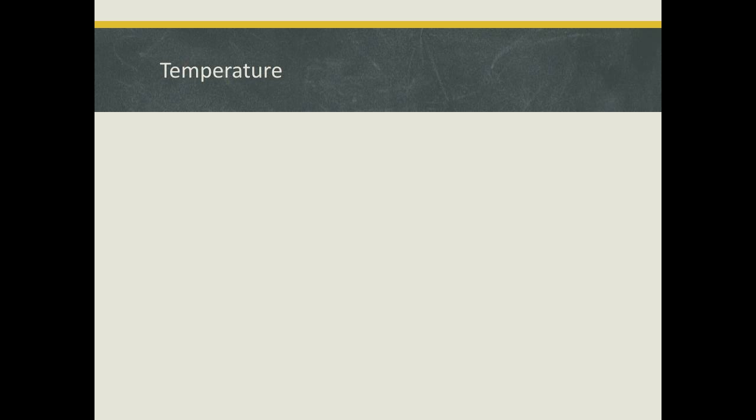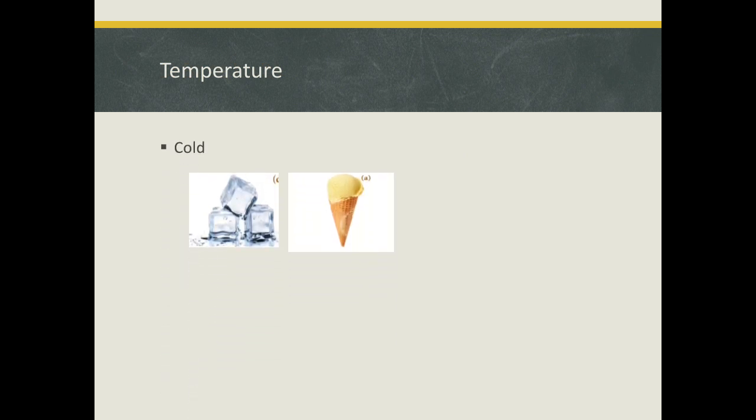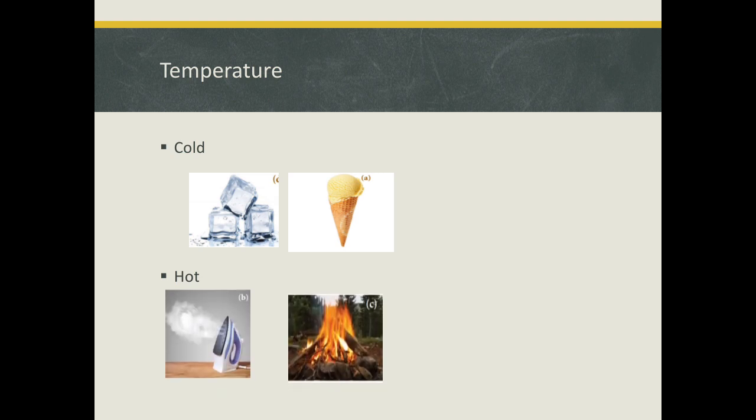So in our day-to-day life we come across some cold items like ice cubes and ice creams, and some hot items like an iron box and fire. Among the first two, the ice cream and the ice cube, how can you say which is colder? Or among the iron box and the fire, which one is hotter? So how can we decide that?